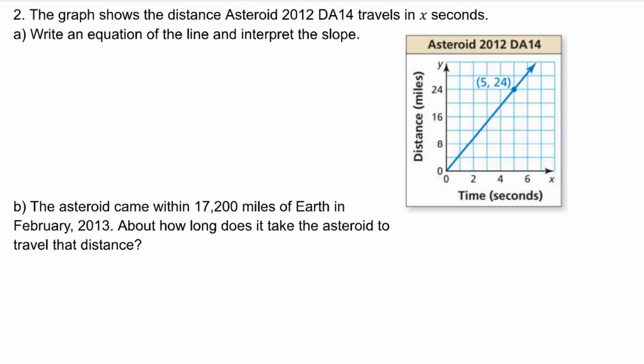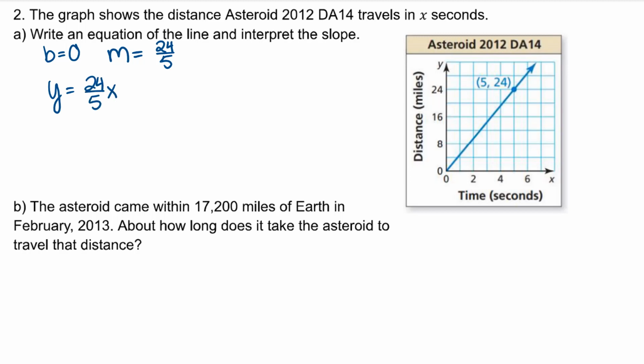The graph shows the distance asteroid 2012 DA14 travels in x seconds. Write an equation of the line and interpret the slope. The y-intercept for this line is 0. The slope is rise 24, run 5. We could also use the slope formula to find the slope between (5, 24) and (0, 0). So our equation is y equals 24 over 5x.